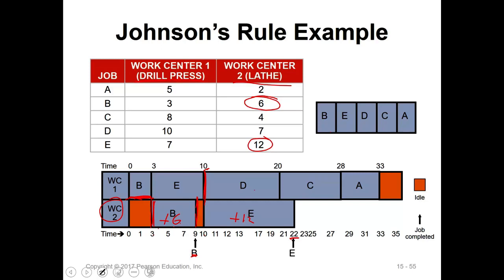Now we look at, did we finish D in work center 1? Yes, you already finished. Now the next one is D, so we can add D over here. D is 7, so plus 7. 22 plus 7 should be 29. And after D, it is C. So C is 4. 29 plus 4 equals 33.